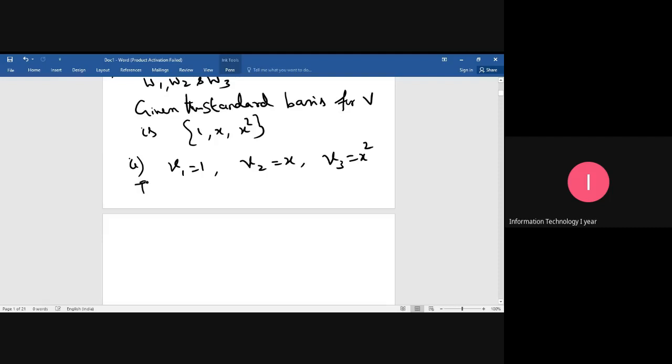Okay. So what is the first step? Step 1: let W1 equal V1, we take it. This is equal to 1. So W1 is equal to 1. Take it as equation 1. So this is the first step.